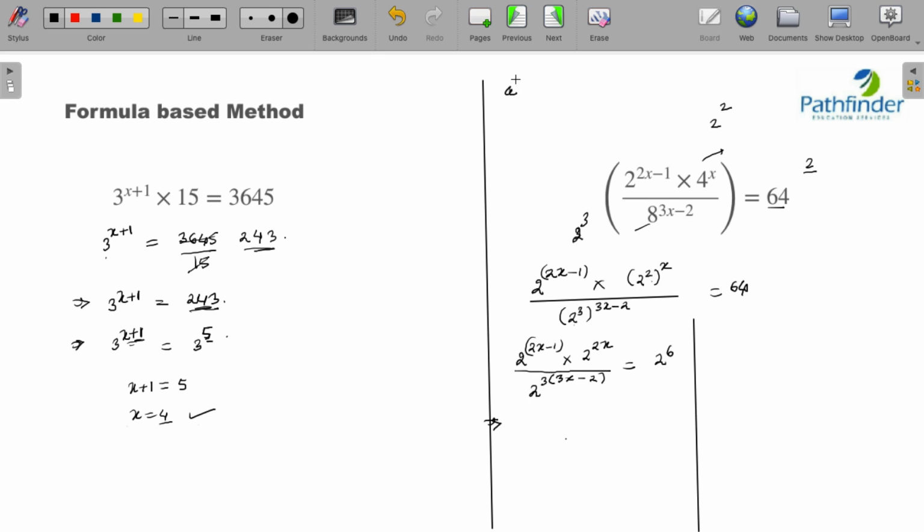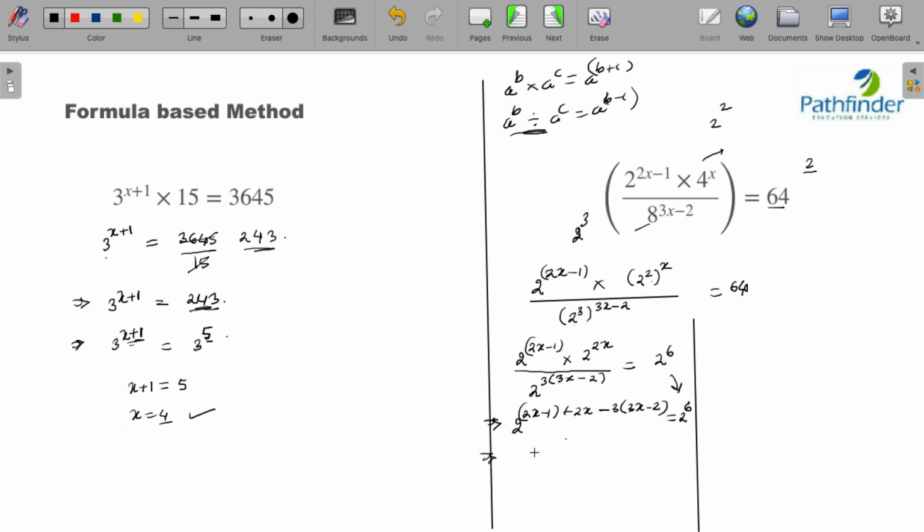Next, because a to the power of b into a to the power of c is a to the power of b plus c, and a to the power of b divided by a to the power of c is a to the power of b minus c, I can use this property over here and simply write 2 to the power of 2x minus 1 plus 2x minus 3 into 3x minus 2, whole of this equal to 2 to the power 6. So the power of 2 in the denominator I have taken as minus 3 into 3x minus 2 by this property.